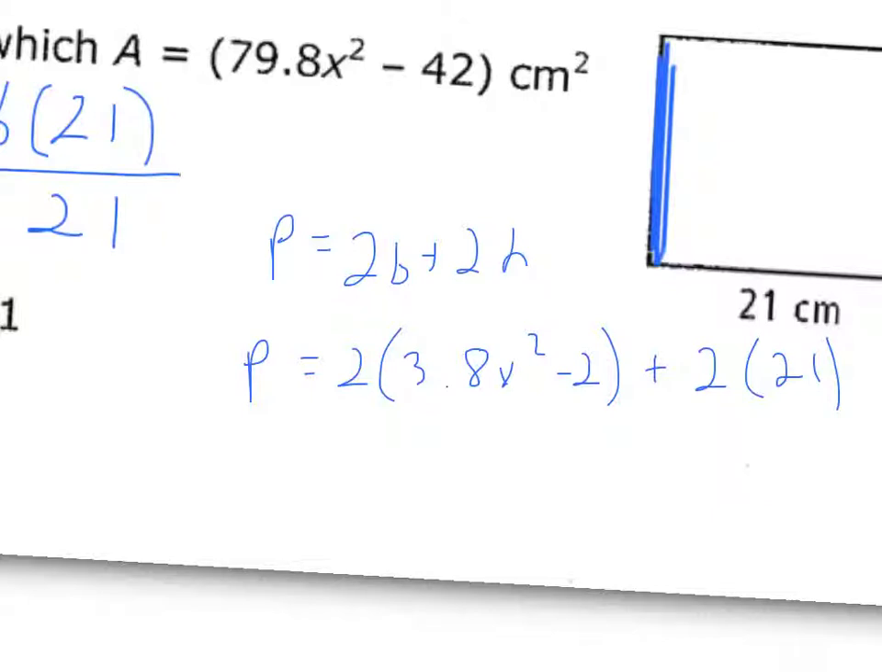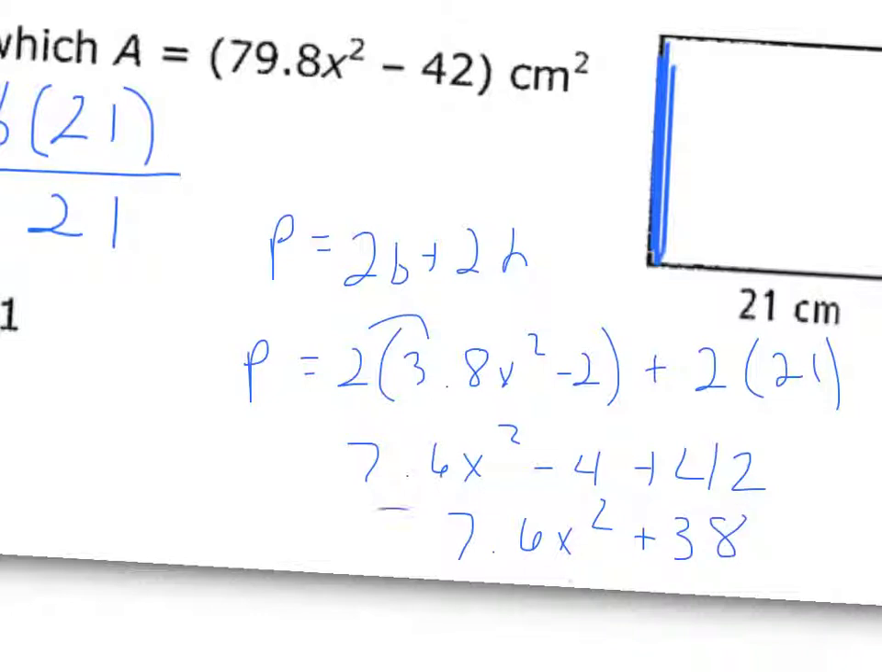Okay, so let's multiply all that stuff out. 2 times 3.8 gives us 7.6x squared. And then 2 times minus 2 gives us minus 4. And 2 times 21 gives us 42. And if we combine like terms, you get 7.6x squared plus 38, and that is your perimeter. So it's just basic math: you plug in things, do some algebra, and you're done. Okay, so let's flip to the next slide.